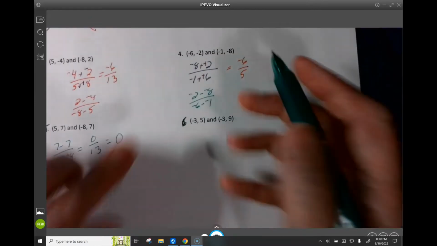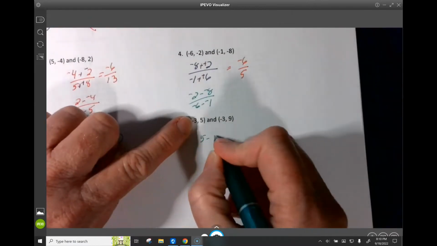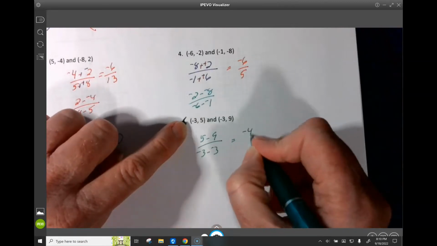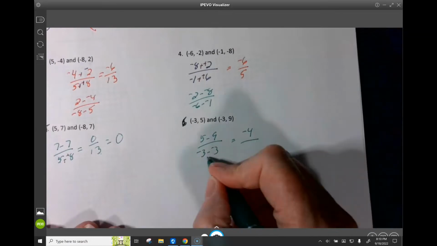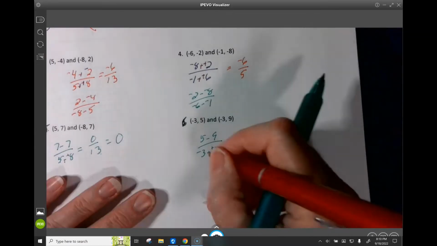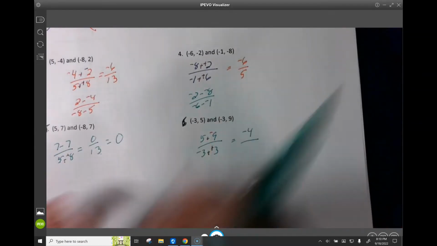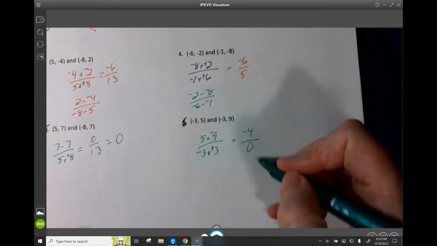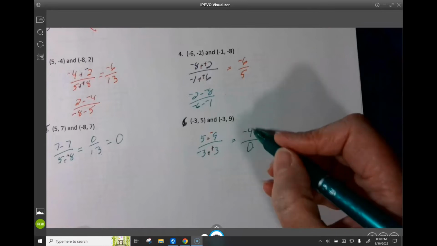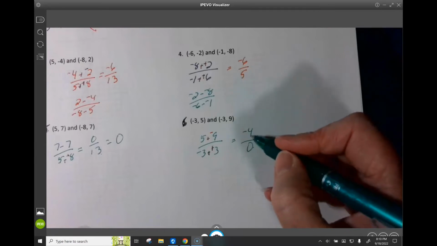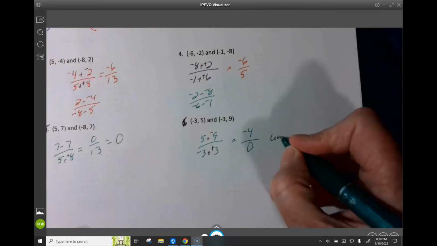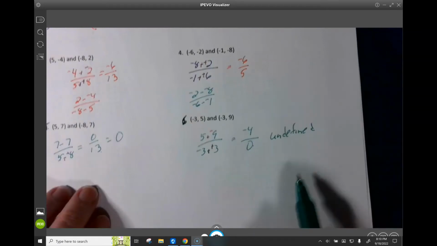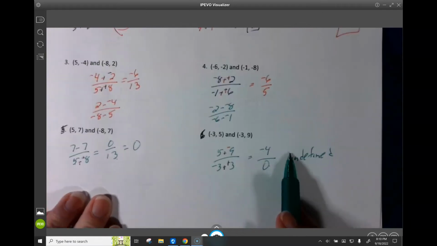Okay, number 6, here we go. 5 minus 9 over negative 3 minus negative 3. We get negative 4 over, oops, sorry, I didn't cross the line and change the sign in a different color, over 0. Oh, we have 0 in the denominator. Is this okay? No, this is not okay. So this is undefined. We don't put an equal sign because it's not equal to undefined. That doesn't make any sense. It is just undefined. So watch for that.